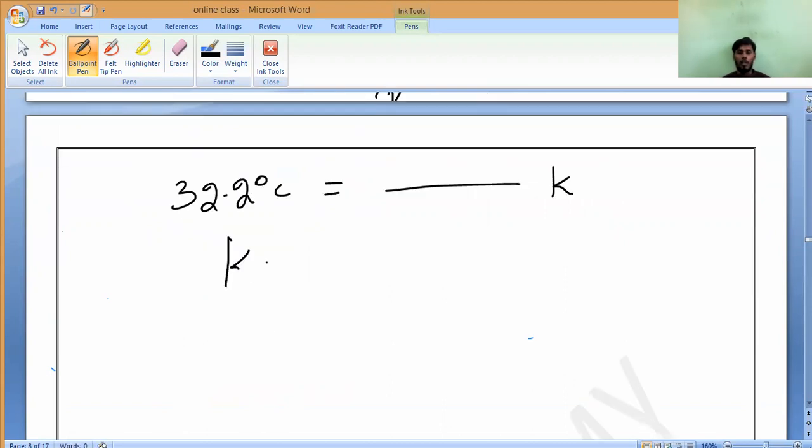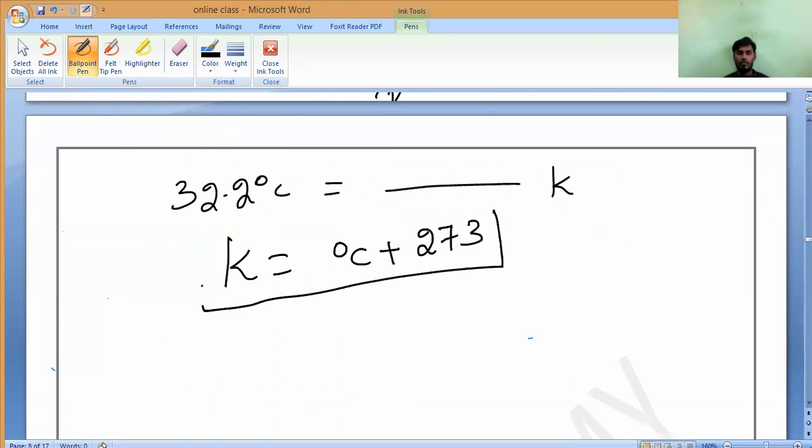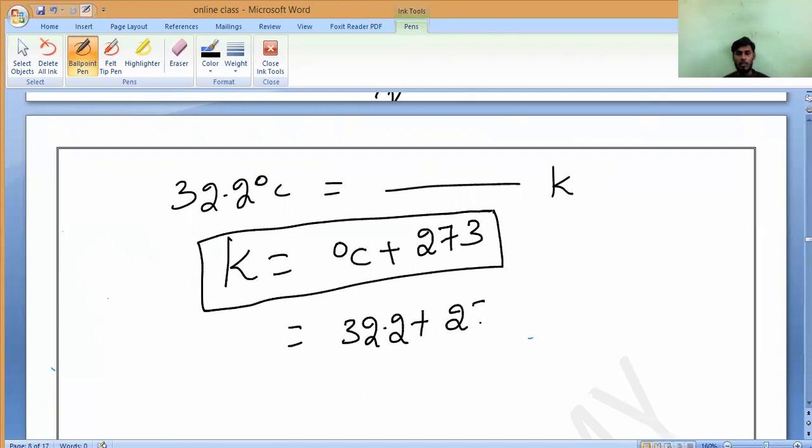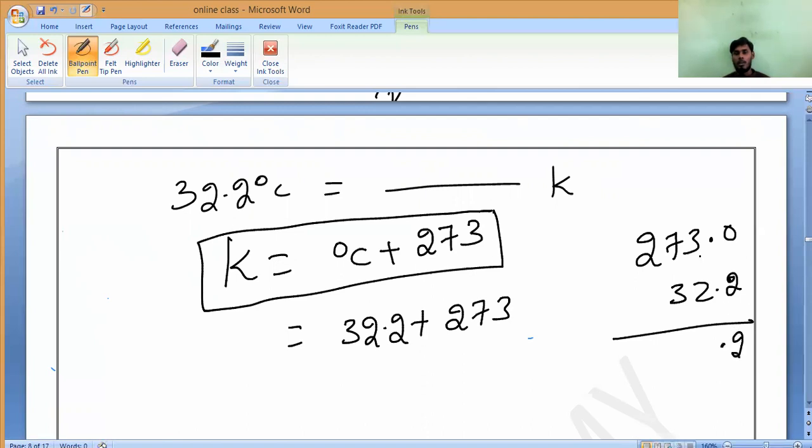Kelvin is equal to what? Degree Celsius plus 273. Add it and tell me. 32.2 plus 273, how much? 273 plus 32.2. You can put the point here. Addition should be done perfectly. 7 plus 3, 10.